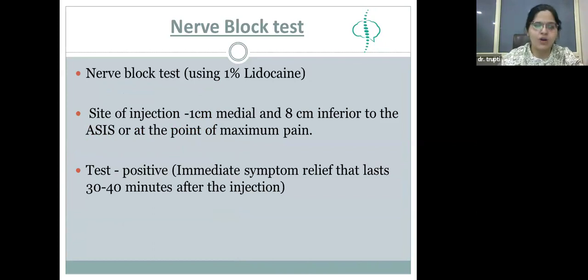Then comes the nerve block test. In the nerve block test, we use 1% lidocaine. Again, the site of injection is 1 centimeter medial and 8 centimeters inferior to the ASIS, or at the point of maximum pain. So again, you have to palpate it and see if there is any anatomical variation. At the point where there is maximum pain, you have to give the lidocaine injection. The test is positive if the patient has immediate relief for at least 30 to 40 minutes.